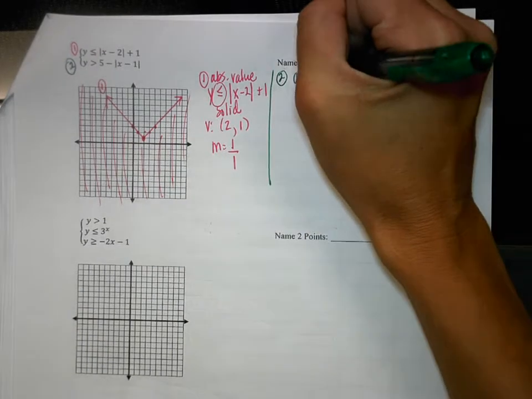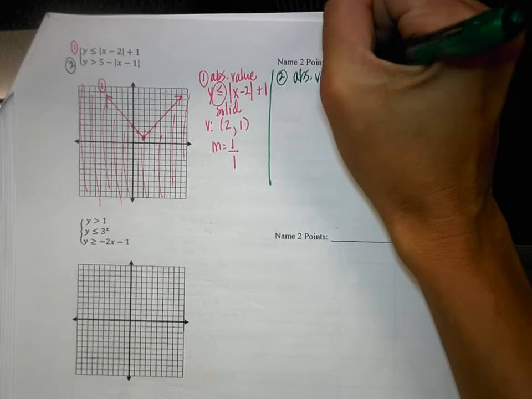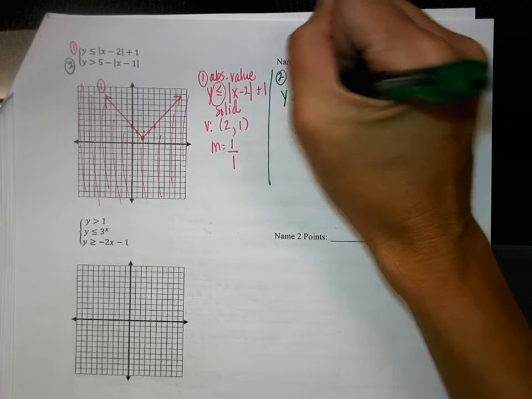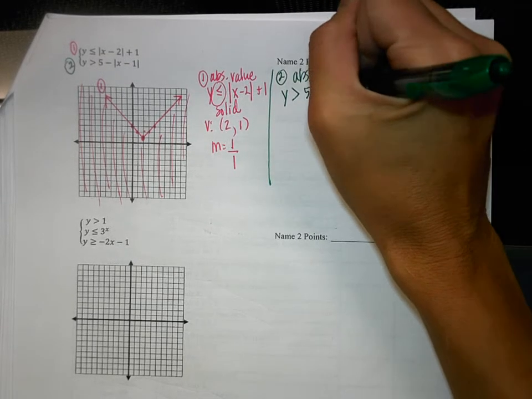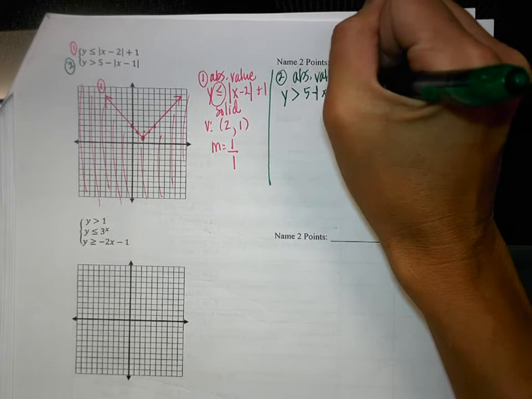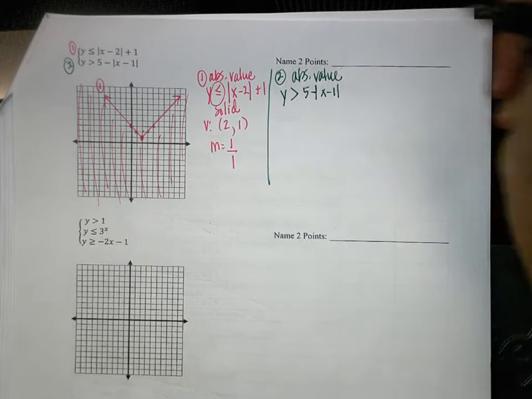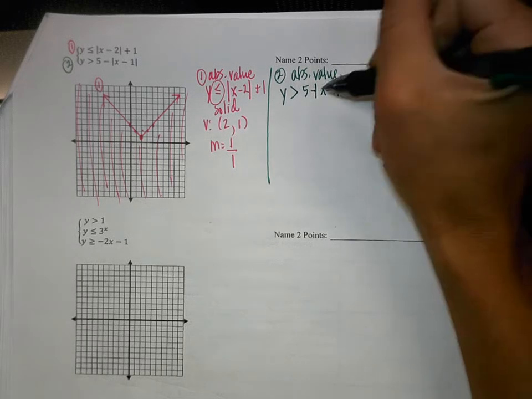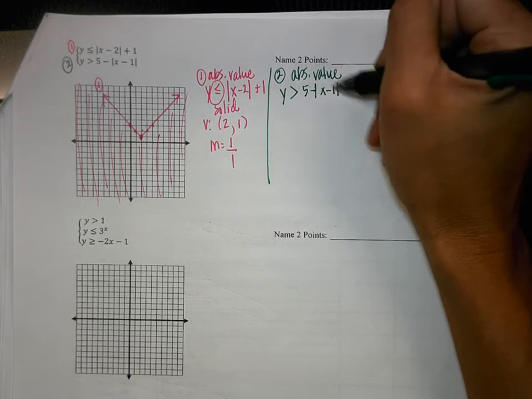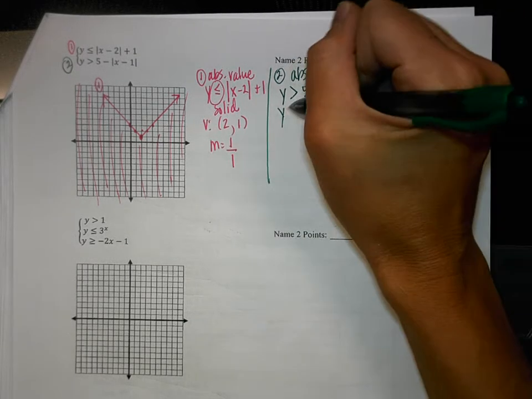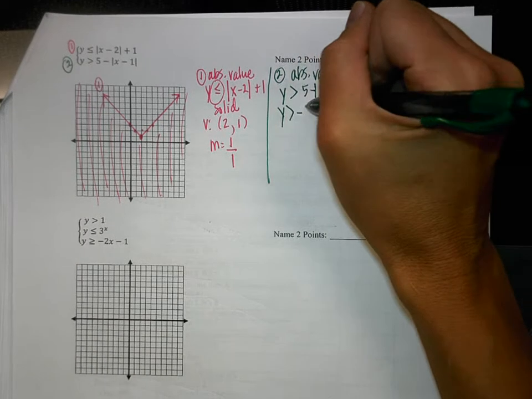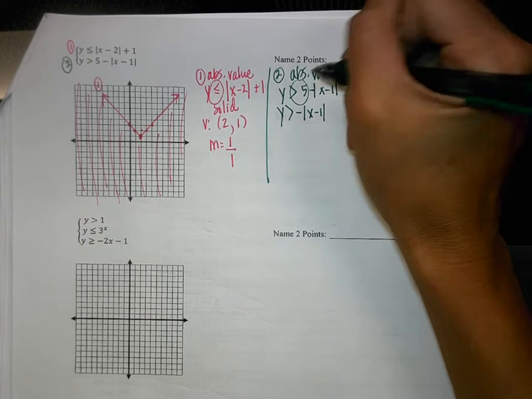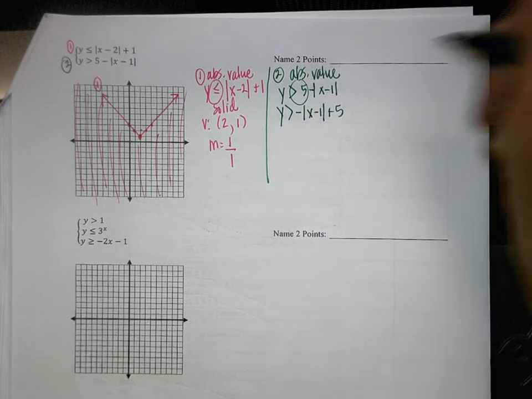Also, it is absolute value. We have y is greater than 5 minus the absolute value of x minus 1. I don't like the way this is written, so I would flip this around. Notice that the negative is with the absolute value, so you have to keep it that way. So I'm going to put negative absolute value of x minus 1. And then this 5 here, it's positive, so we just do plus 5 at the end.